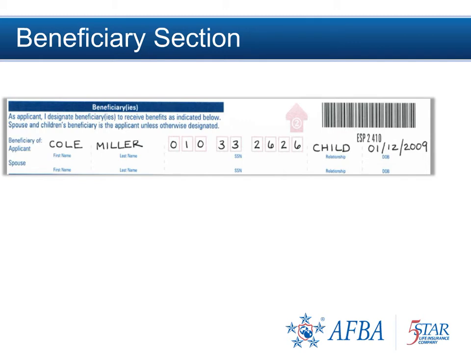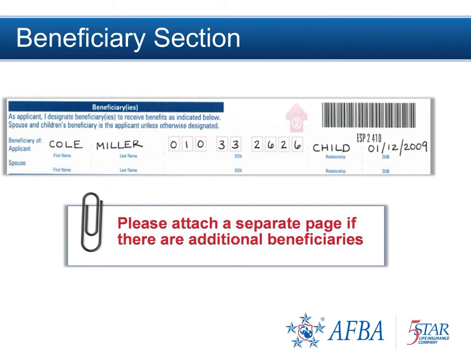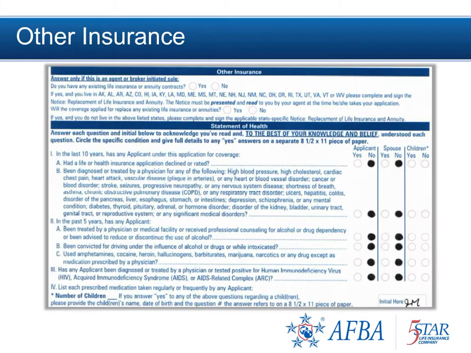Now let's take a look at the beneficiary designations. Ensure your applicants complete the beneficiary section in full. There is a line for the spouse to designate his or her beneficiary. If additional beneficiaries are desired, attach a page with the applicant's name and social security number and submit with the enrollment form. If more than one beneficiary is listed, please include the split percentages and ensure they equal 100%. This applies to both primary and contingent beneficiary designations.